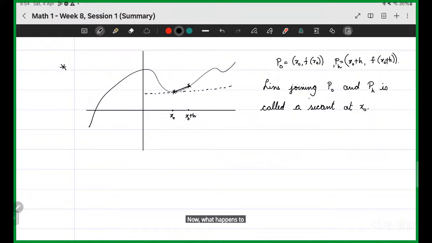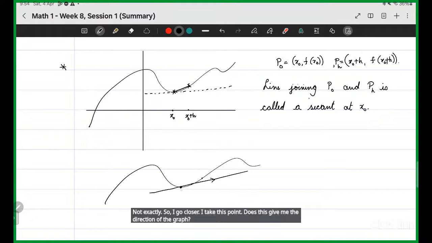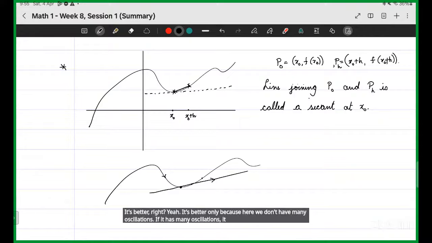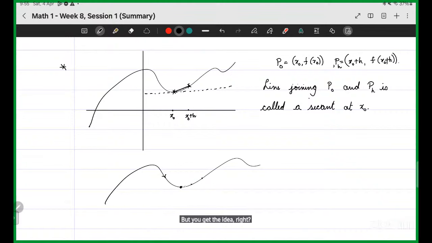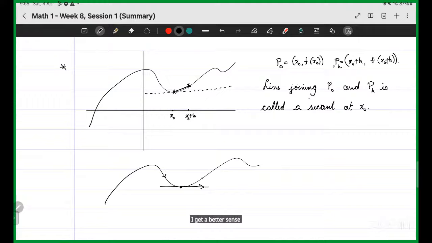Now, what happens to this line as I come closer and closer? So once again, rough graph. So this is one of the lines. Does the direction of the line give me the direction of the graph at this point? No, sir. Not exactly. So I go closer. I take this point. Does this give me the direction of the graph? No, but it's better, closer, right? Yes, sir. Yeah, it's better only because here we don't have many oscillations. If it has many oscillations, it also need not be better. But you get the idea, right? So what I do is take closer and closer secants, secants defined by closer and closer points. I get a better sense of what the direction of the graph is at that point.